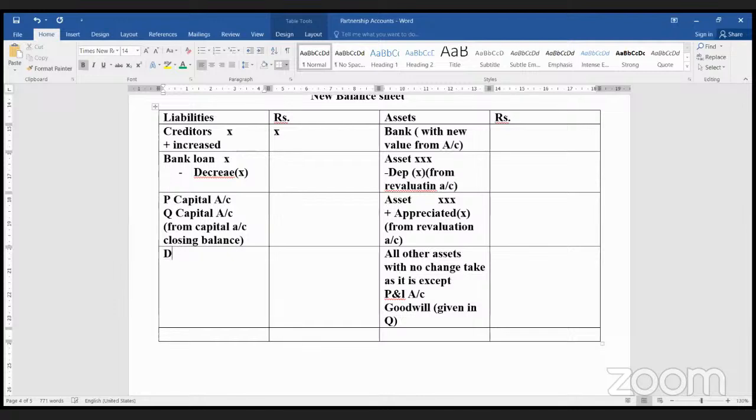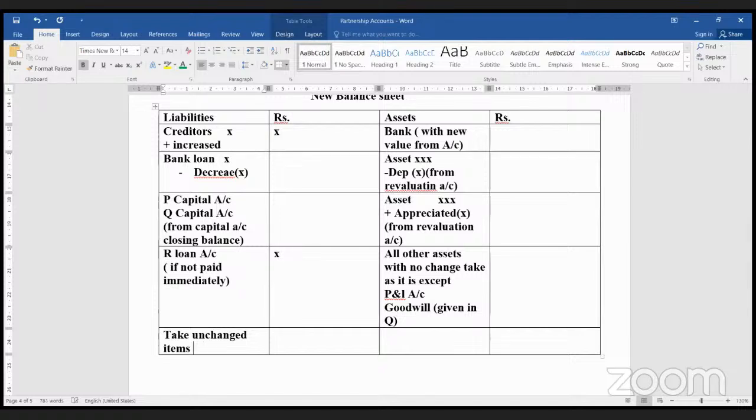Sorry, wait. What about the R loan account if not paid? Okay, R loan account, paid immediately. Okay, if paid it will not come. So what about the remaining things? Take unchanged items as it is from the question balance sheet.